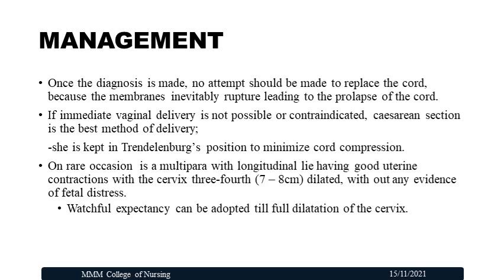Let's see about the management. Once the diagnosis is made, no attempt should be made to replace the cord, because the membranes inevitably rupture, leading to the prolapse of cord. If immediate vaginal delivery is not possible or is contraindicated, cesarean section is the best method of delivery. Until cesarean section, the mother should be placed in Trendelenburg position to minimize the cord compression.